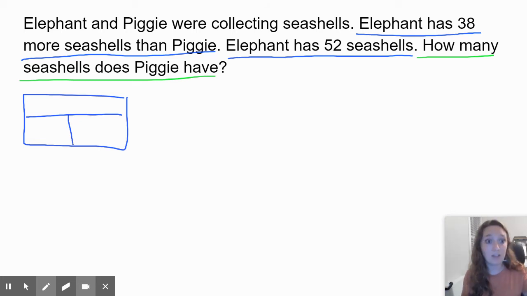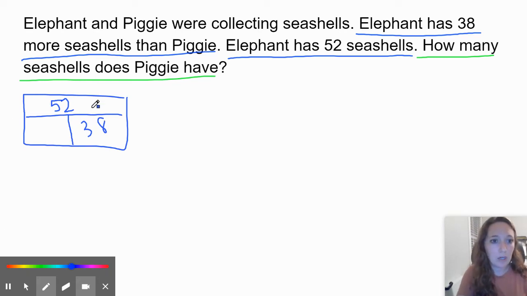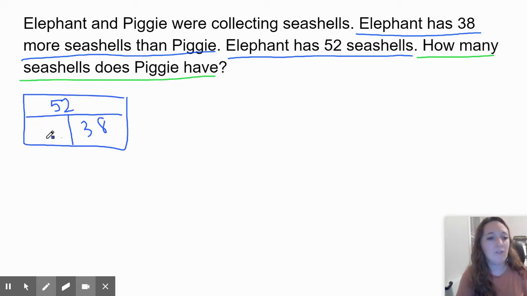We know how many Elephant has. And we also know that he has 38 more seashells than Piggy. That's telling us the difference between them. So we know that he has 38 more than Piggy. Like if we took this chunk away from him, that would tell us how many Piggy has. Or if we added this much to Piggy's, then Piggy would have the same amount as Elephant does. So our unknown is how much Piggy has.